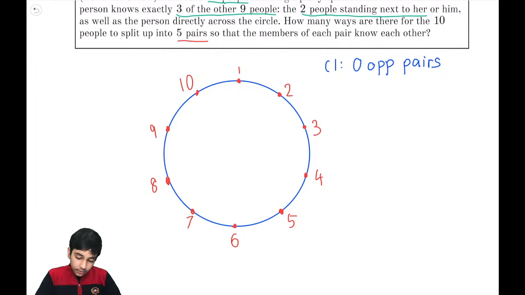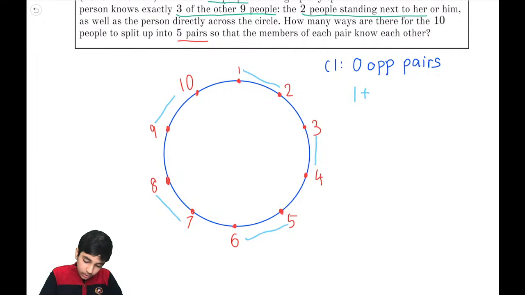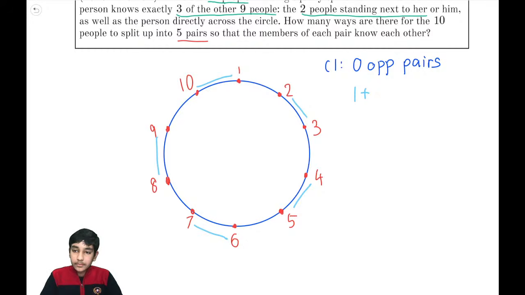So what are the different cases for that? Well, 1 and 2 can be a pair, 3 and 4 can be a pair, 5 and 6 can be a pair, 7 and 8 can be a pair, and 9 and 10 can be a pair. So that's one case. The other case is that we can have 2 and 3 be a pair, 4 and 5 be a pair, 6 and 7 be a pair, 8 and 9 be a pair, 10 and 1 be a pair. So really we have 1 plus 1 equals 2 cases for this.